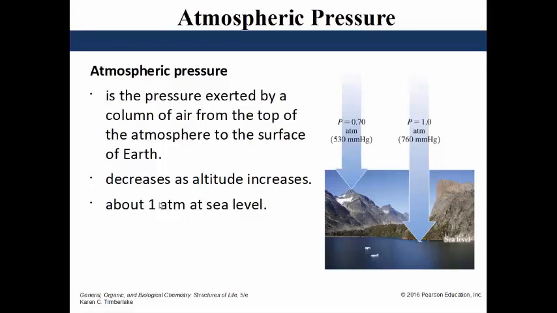All right, atmospheric pressure is the pressure exerted by the column of air on top of the atmosphere onto the surface of the Earth, and this will decrease as you go higher in altitude. So the standard measure of atmospheric pressure is 1 atmosphere, 1 atm. So that's at sea level.